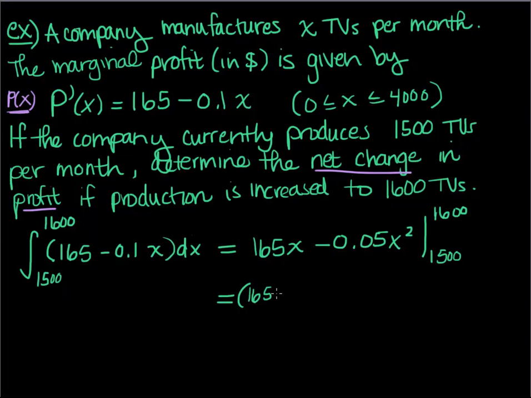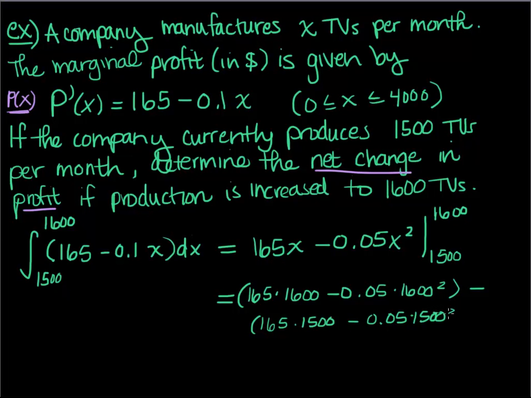So 165 times 1,600, and my calculator will be aiding me in this calculation, minus 0.05 times 1,600 squared, minus 165 times 1,500 and so on. Again, the change in profit as we go from 1,500 to 1,600. I apologize, I should have done this before I started recording this lecture. I think it's 1,000. We did this with my face-to-face class, and I believe we got 1,000. But let me make sure. And I'm just putting this in all at once, making sure that I put parentheses around.